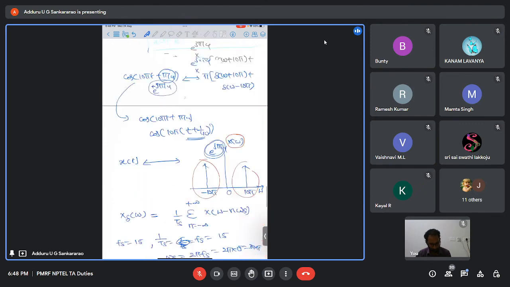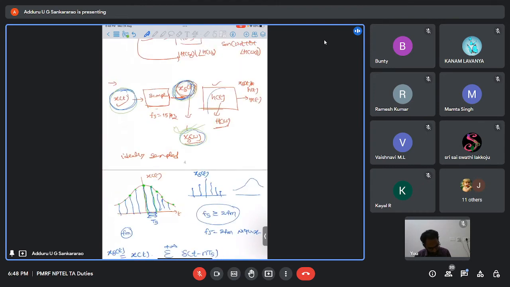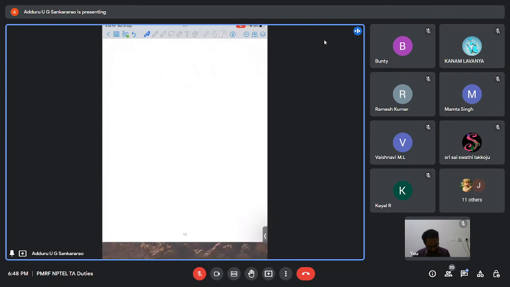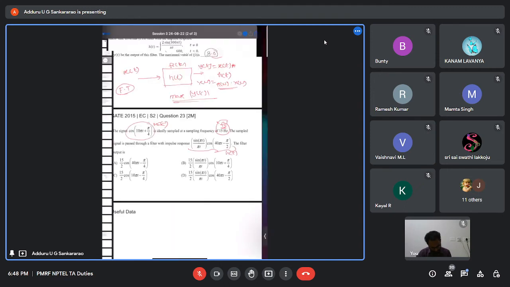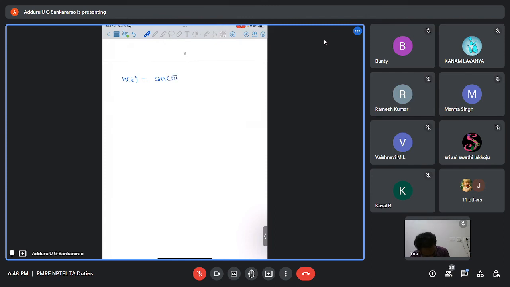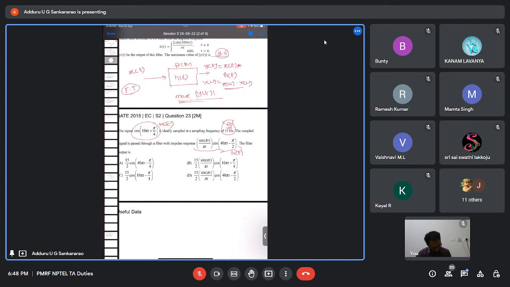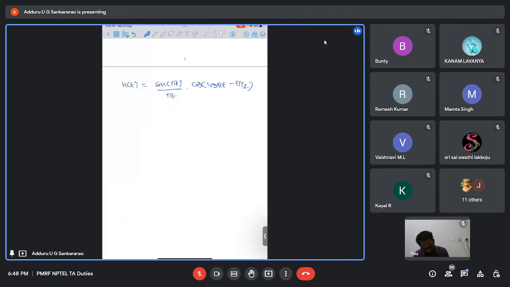Okay. Now what we have to do, we have to find out H of omega. If we find out H of omega, then we can see what will go to the output. Now what is h of t? H of t is sine pi t by pi t into cos 40 pi t minus pi by 2. Now we have to find out H of omega.